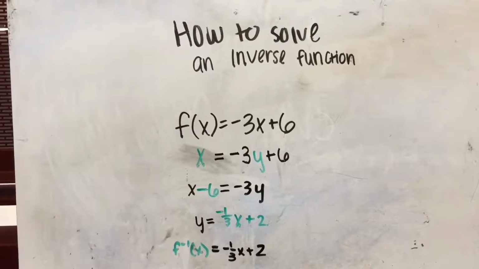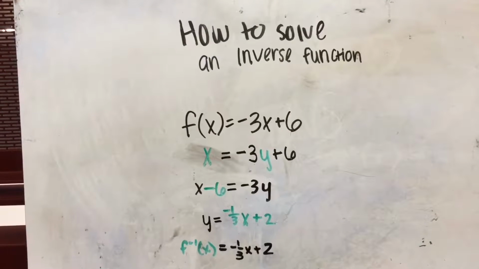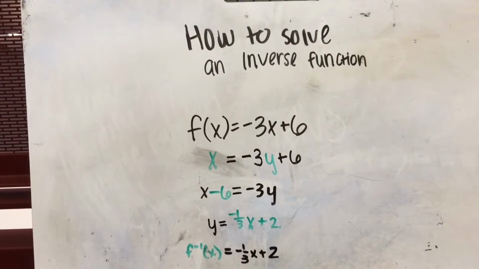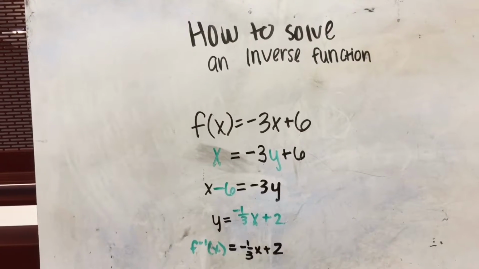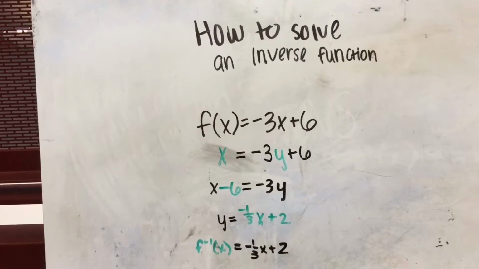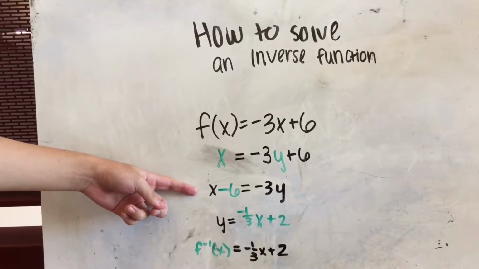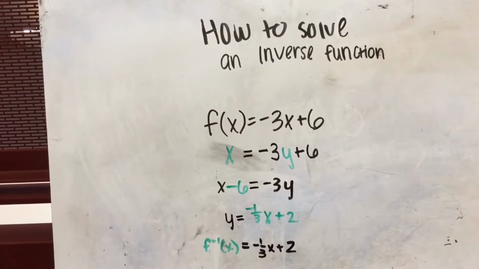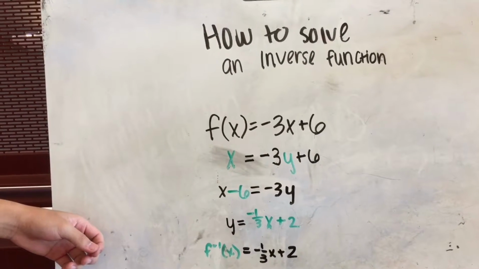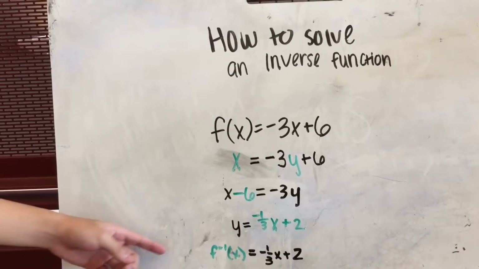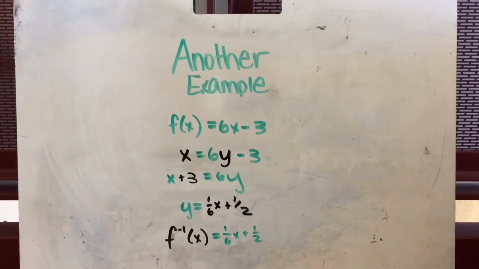For example, if you have f of x equals -3x plus 6, you switch the x and y and it will change to x equals -3y plus 6. You then isolate the y to get the inverse function of the original equation. Subtract the 6 from both sides. Finally, you divide each side by -3. The inverse of f of x equals -3x plus 6 is f inverse of x equals -1/3 x plus 2.